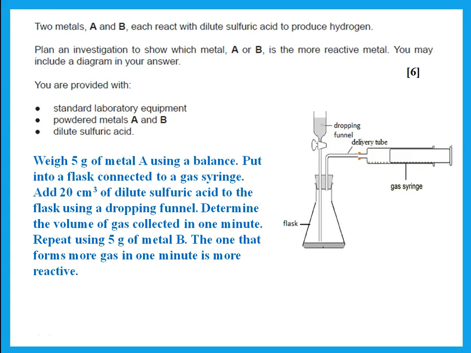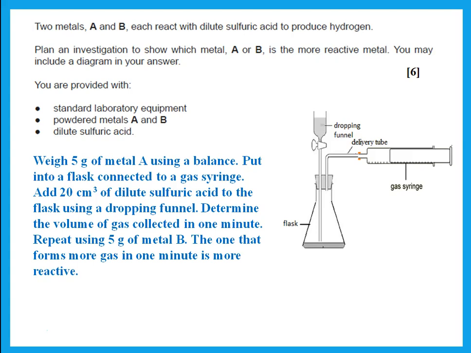Add 20 centimeter cubed of dilute sulfuric acid to the flask using a dropping funnel. Remember, this is better so that you don't lose any gas from the experiment. Determine the volume of gas collected in 1 minute. So this is what we're measuring. What are we measuring? The volume of gas in 1 minute.